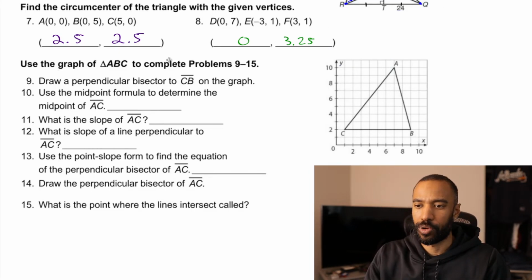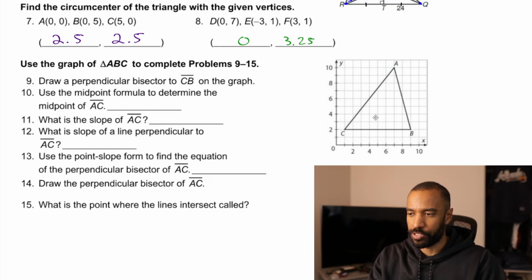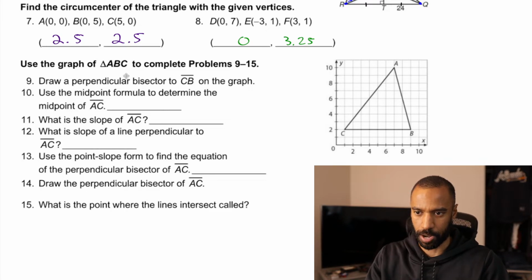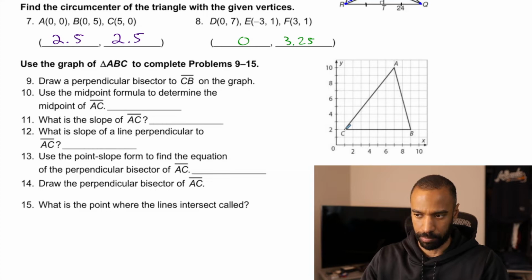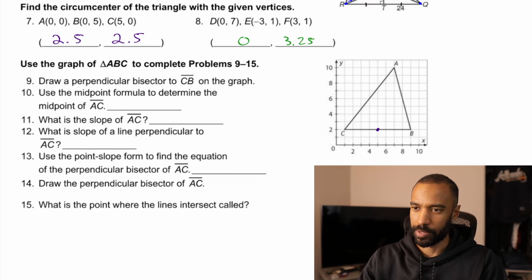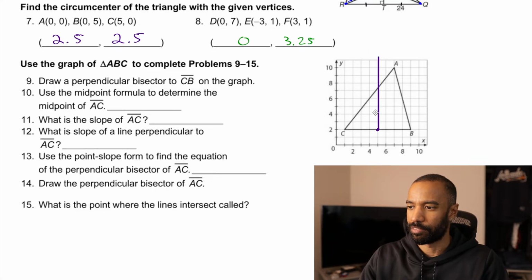All right, use the graph of triangle ABC to complete problems 9 through 15. Kind of similar. Draw a perpendicular bisector of segment CB on the graph. No problem, because this is the horizontal one. 1, 2, 3, 4, 5, 6, 7, 8 away from each other. Halfway is 4 away, which is right there. Its perpendicular bisector will be vertical, as we just saw previously. Hopefully this is now making sense, at least on the vertical and horizontal ones on the graph. So let's check that out. Boom, there's our perpendicular bisector.